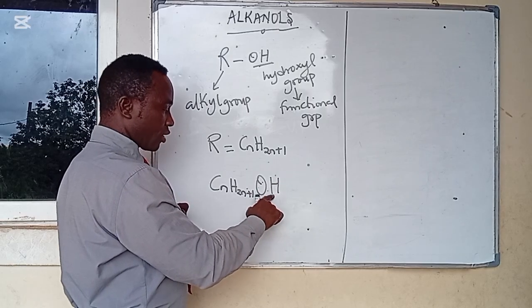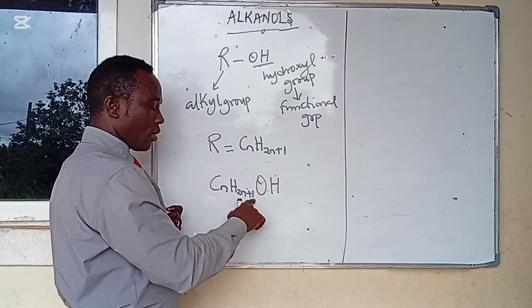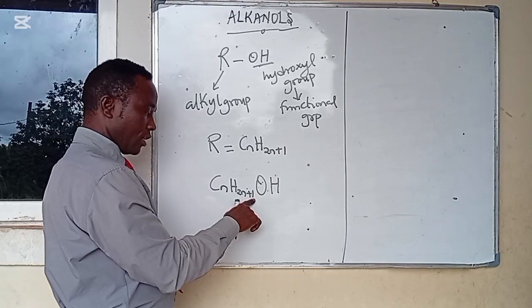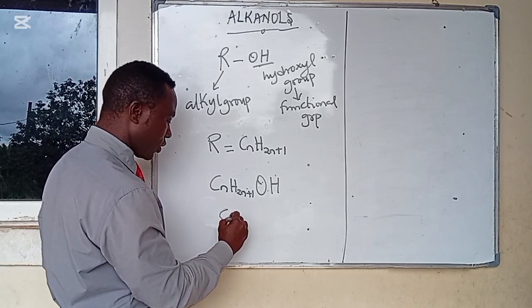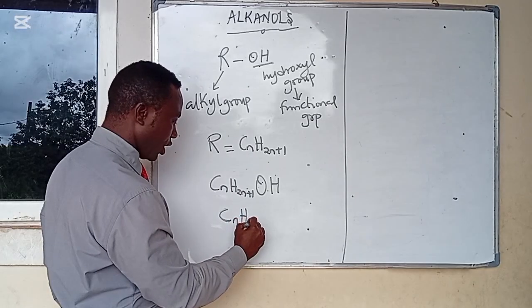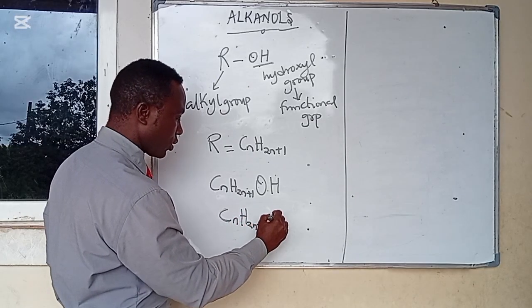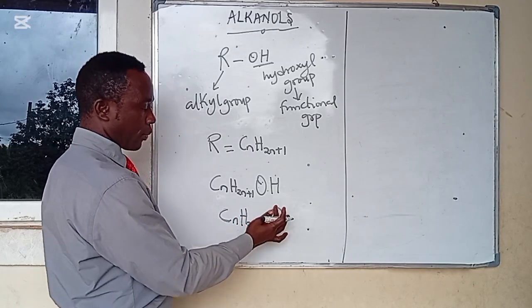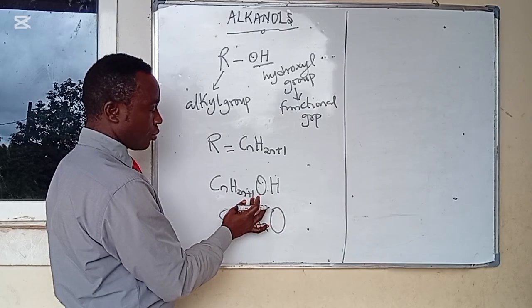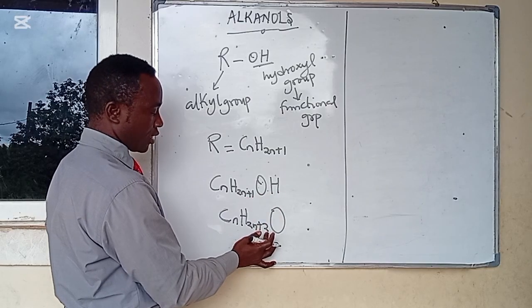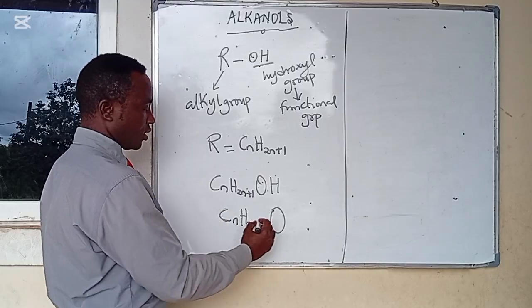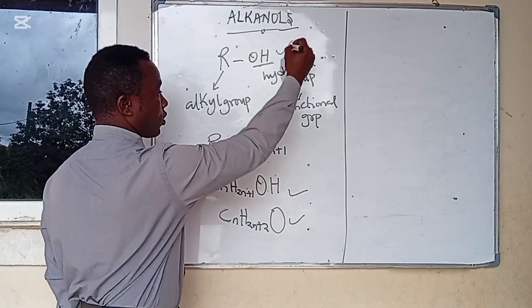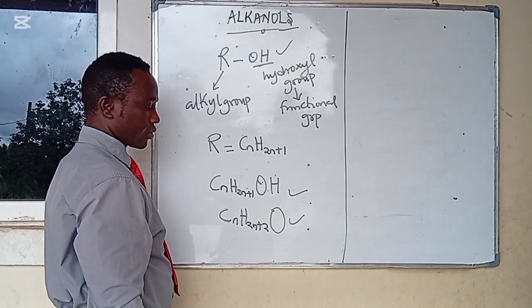Now here we have hydrogen. If we bring this 1 hydrogen here to meet this other 1 hydrogen here, it will become 2 hydrogens here. So that this can become CnH2n plus 2, then O. What happened to this hydrogen? It came to meet this 1 hydrogen here to make it 2, then leaving O. So this is also the general molecular formula of alkanols.